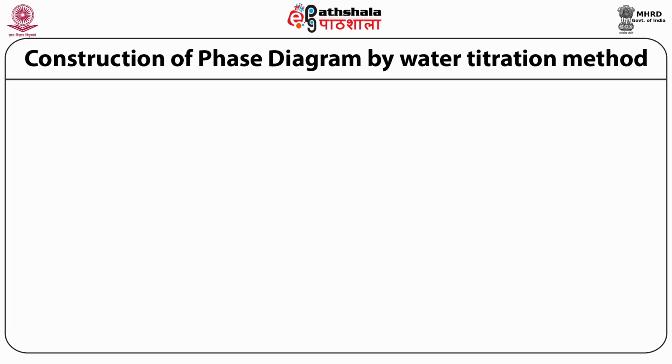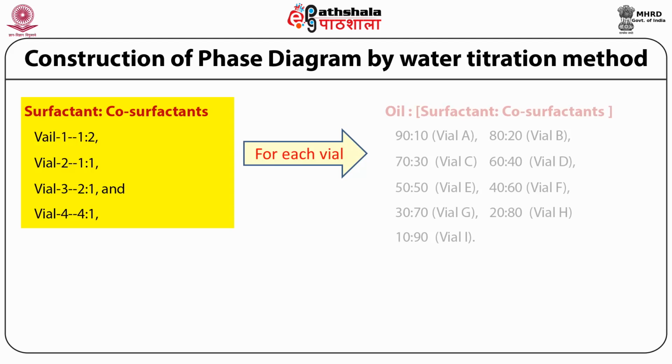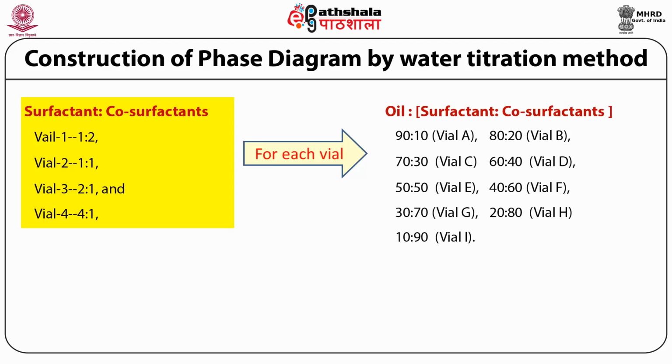For the preparation of a phase diagram, you can take different ratios of surfactant to co-surfactant and prepare vials. Then for each vial you have to add different proportions of oil to surfactant and co-surfactant, that is, oil to S mixture. So we take, for example, 90:10, 70:30, 50:50, 30:70, 10:90, 80:20, 60:40, 40:60, 20:80.